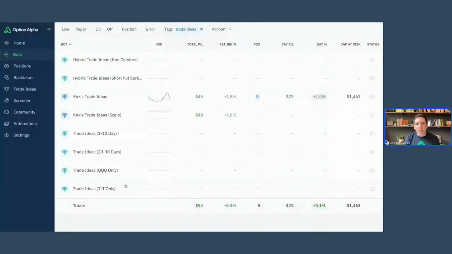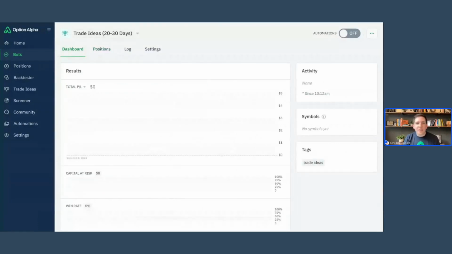Here's another way you can do it. Here's two other examples. You can have trade ideas that are short duration or long duration. So this shell is only trade ideas that expire in 20 to 30 days. This is not going to be ticker specific. It's not going to be like TLT only or just ETFs. Nope. Another way you could organize it is trade ideas that expire in 20 to 30 days.